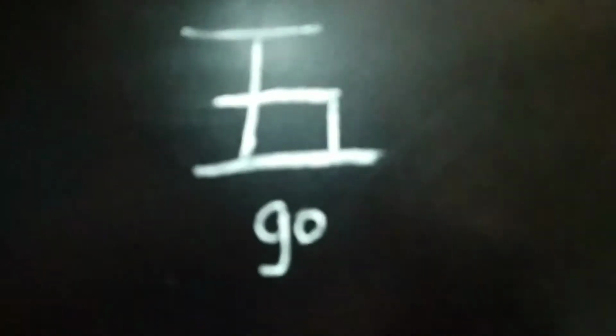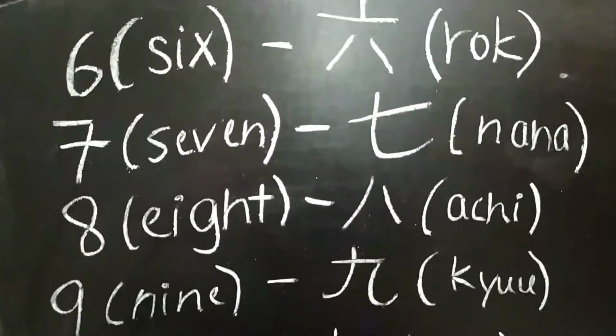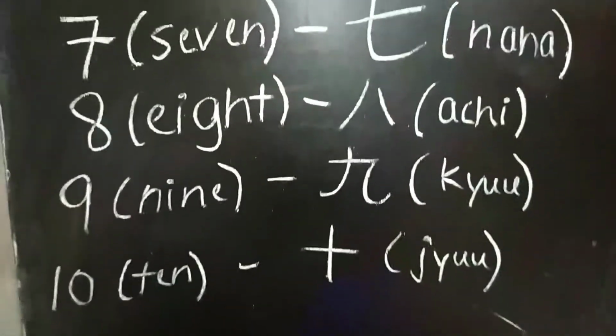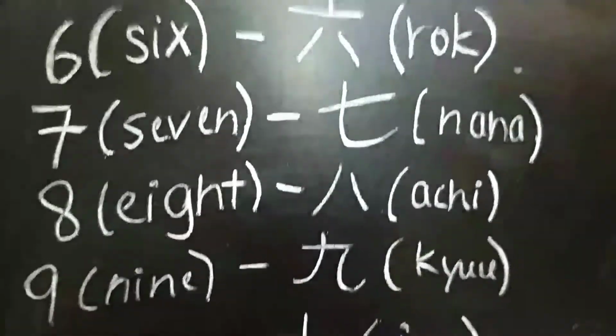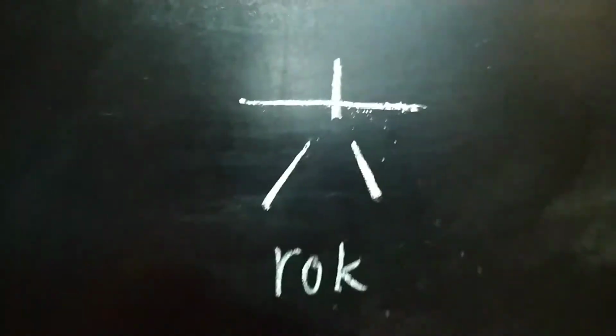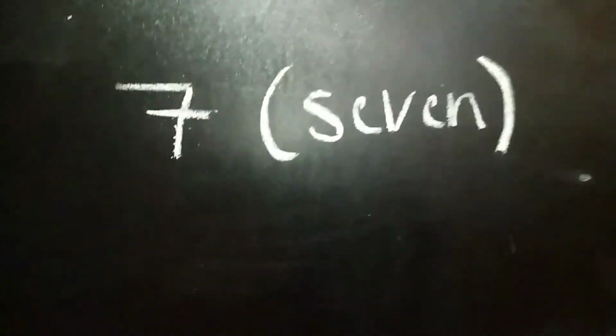Go. Next one is 6, roku. 7, nana. 8, hachi. 9, kyu. 10, ju. So let's start with 6. It's written like this. It's called roku. 7, nana.